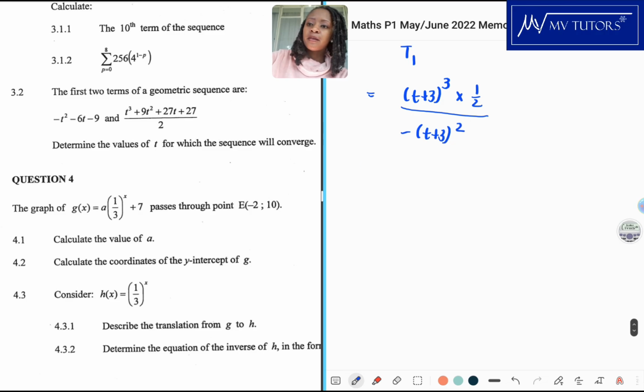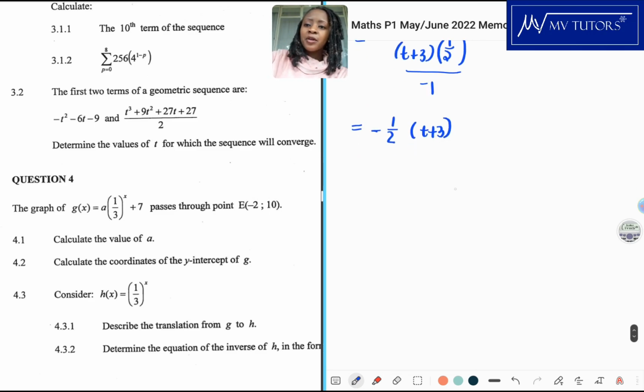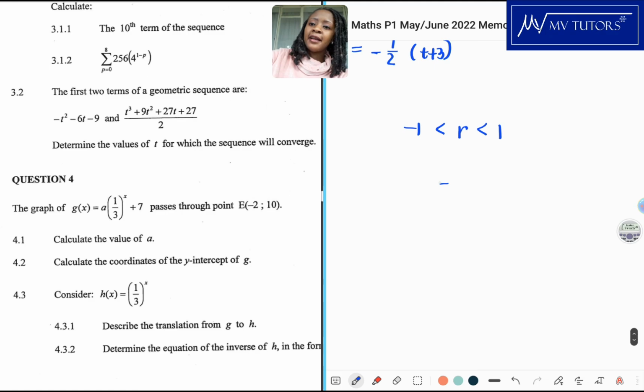So what is r? Well, I'm going to take away this, I'm left with 1, so this is all out. I'm left with (t plus 3) times a half, all over negative 1. So at the end of the day, r is negative a half (t plus 3). We have r, and we have our condition that r has to be between minus 1 and 1. So I have negative a half (t plus 3) between 1 and negative 1.